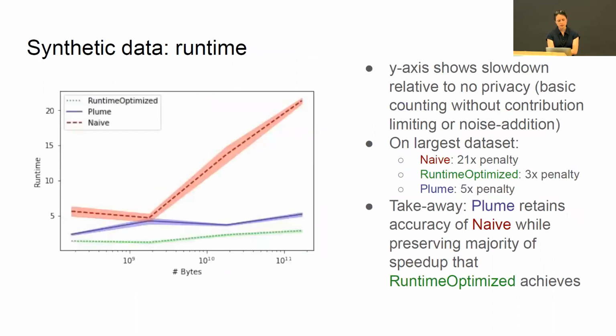In terms of runtime, on the y-axis, this is the slowdown relative to a non-private system, so that would be just a regular Plume count operation. On the largest data set, naive is about 21 times slower than non-private count. Runtime optimized is 3 times slower, and Plume is 5 times slower. So we've managed to bring the runtime of this contribution-bound-twice scheme down to a reasonable-ish level.